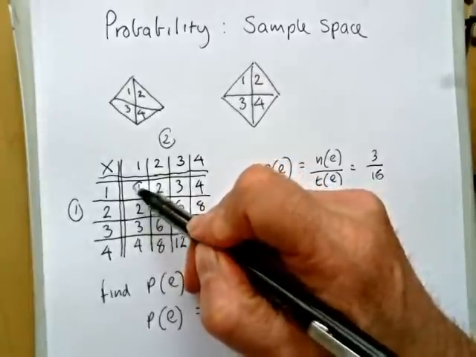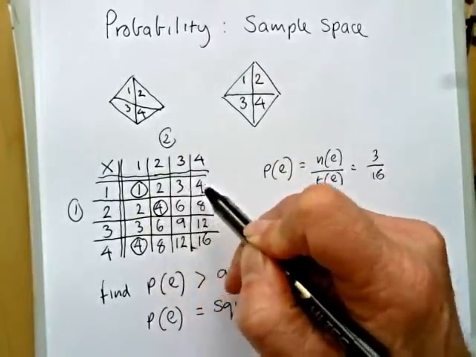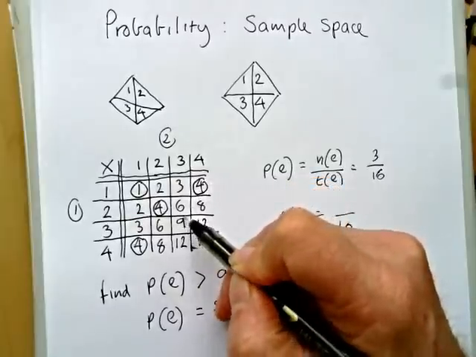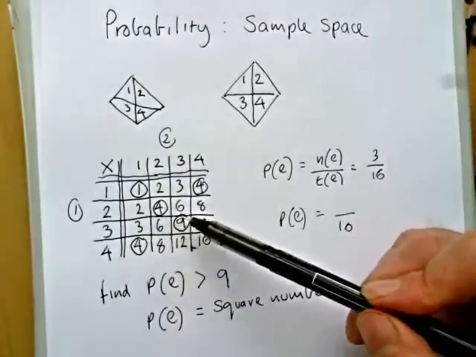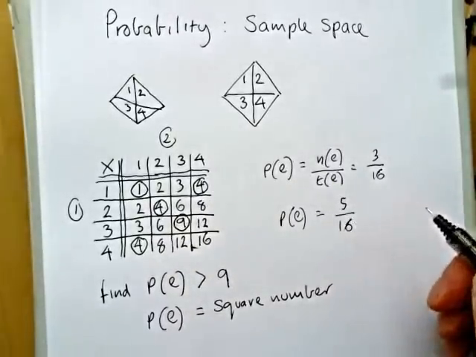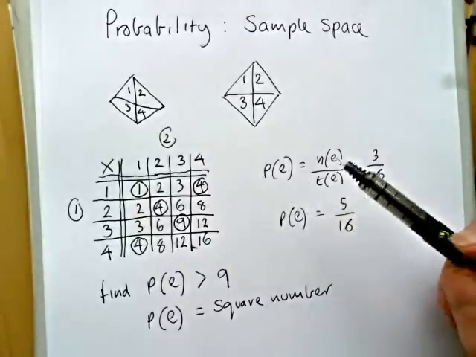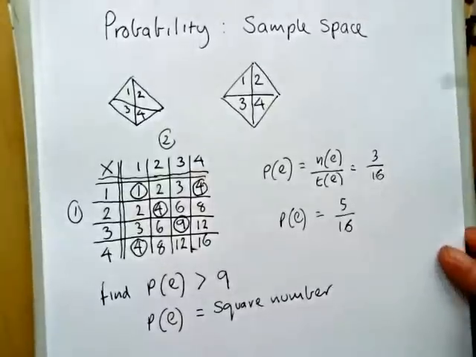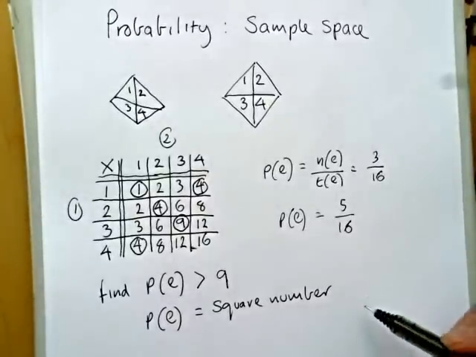In fact, to make this easy, I'm going to circle all the square numbers in the sample space. So if we count them up, we've got 1, 2, 3, 4, 5. So there are 5 ways we can get a number that is square in this probability sample space. So that is the sample space first example. I'm going to leave that there for the moment.